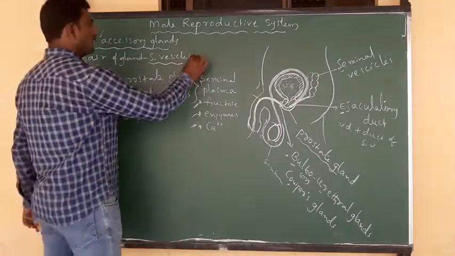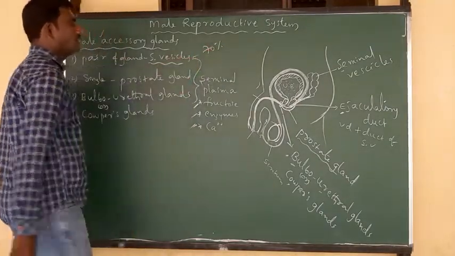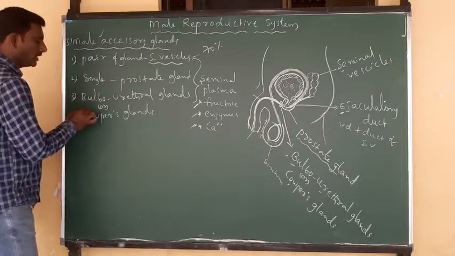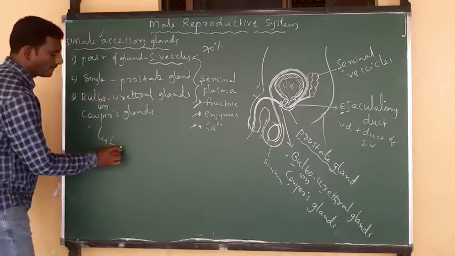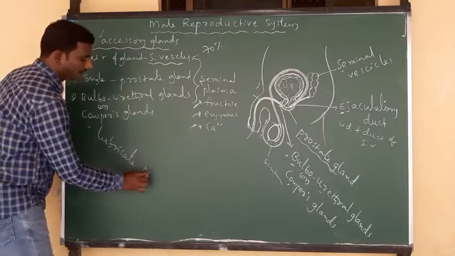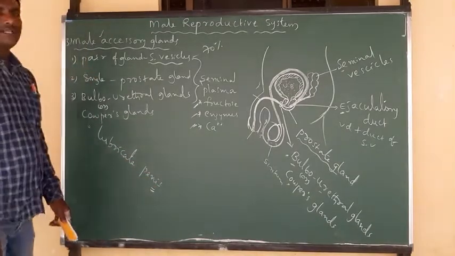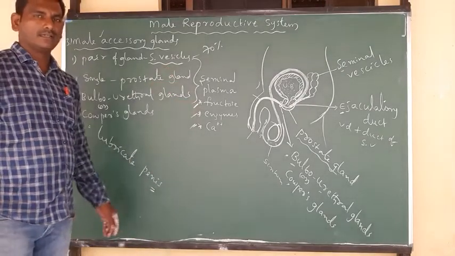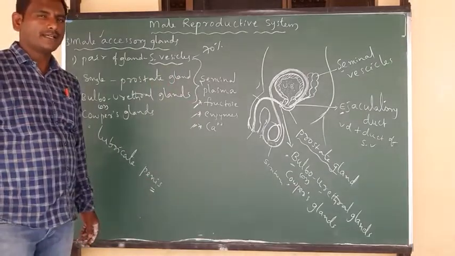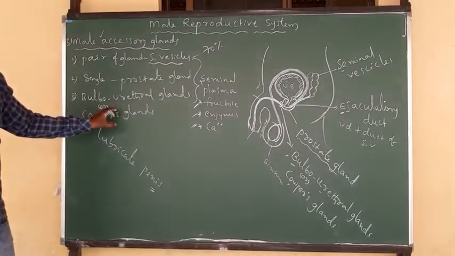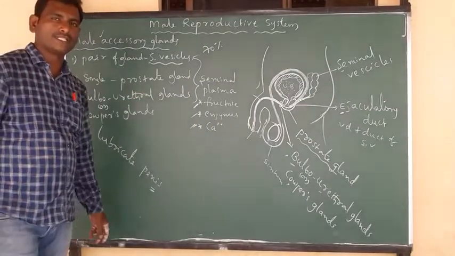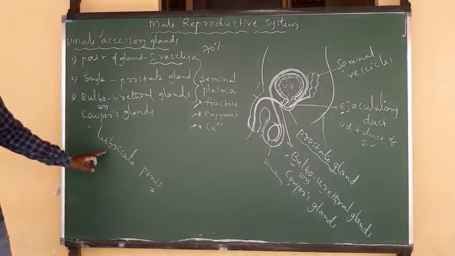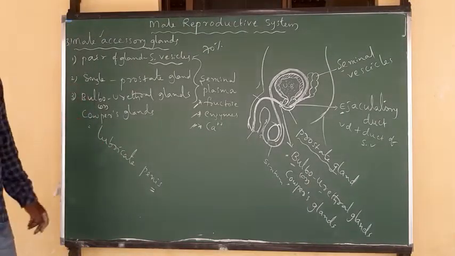Of this, 70% of secretions come from the seminal vesicles only. And especially the bulbourethral glands, their main function is to lubricate the penis. At the time of intercourse, the male penis enters into the vagina. At that time, these gland secretions help the easy passage of the penis into the vagina. So easy passage is known as lubrication. For this lubrication, the main and important glands are the bulbourethral glands.